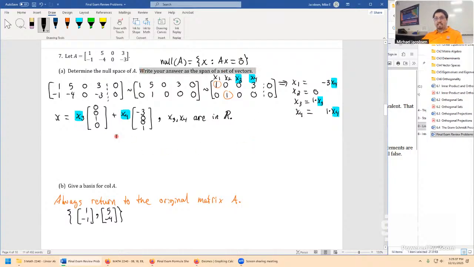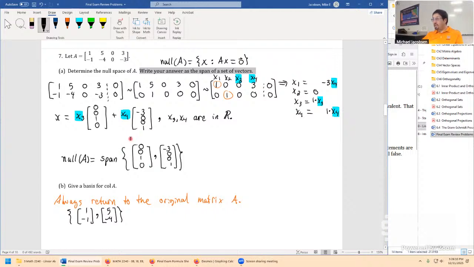If you stopped right here, I probably would consider this full credit because this is a span. It's just written out in a particular kind of way, showing the linear combination. But usually, if you're following this to the letter, what it really means is just write this. Null A is span of 0, 0, 1, 0, comma, -3, 0, 0, 1.